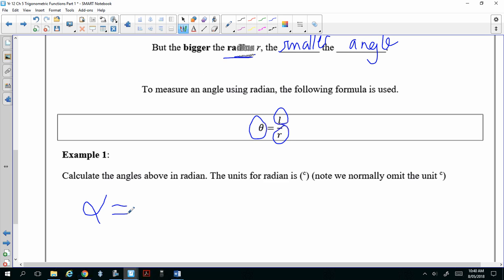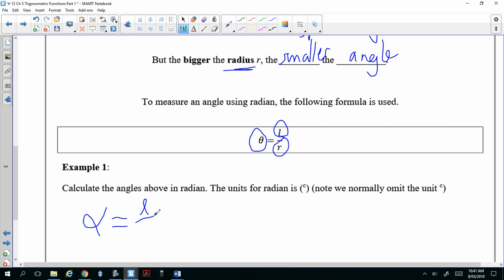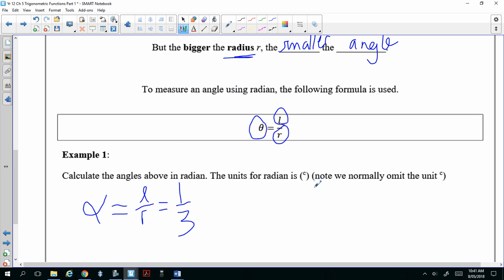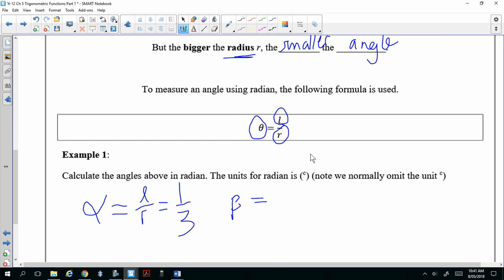So alpha, using the formula, will be arc length, which is 1, over 3. Yes? Arc length L over 3. So using the formula, L over R is equal to... No, hang on. It's 1 over 3. 1 over 3, right? Now, how about beta? Beta is... no, beta is this angle. 2 over 3. So 2 over 3.